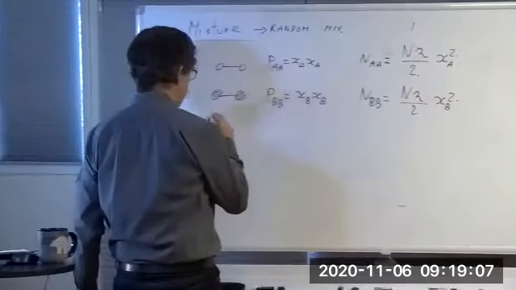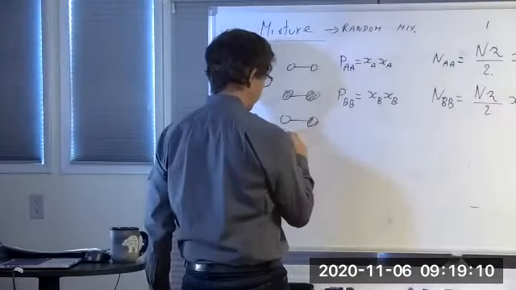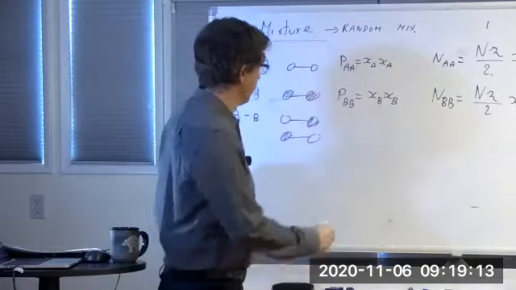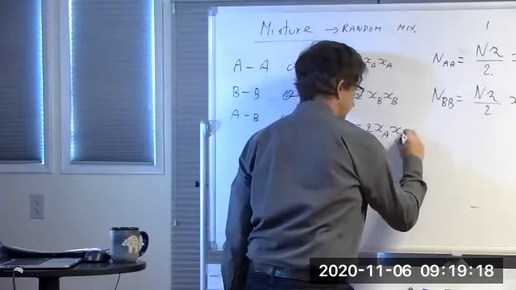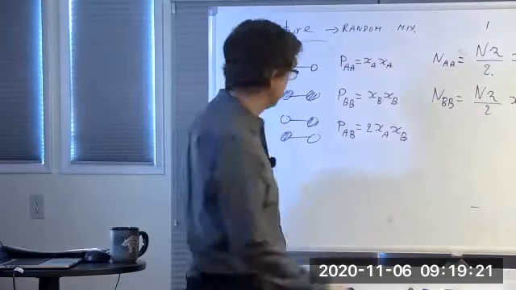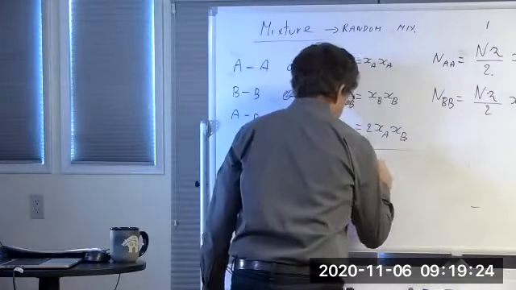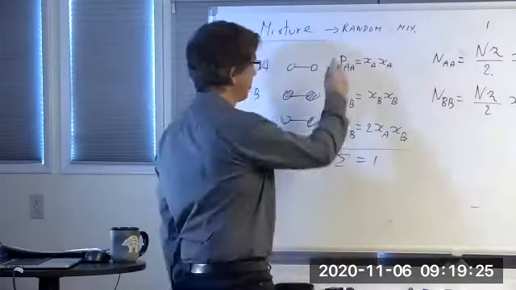And if I do that for AB, the problem is there are two AB configurations, left and right. So PAB is 2 times XAXB. And by the way, you know that because these probabilities have to sum to 1. And if you sum these compositions to 1, you have (XA plus XB) squared. So that means NAB is NZ divided by 2 times 2 times XAXB.